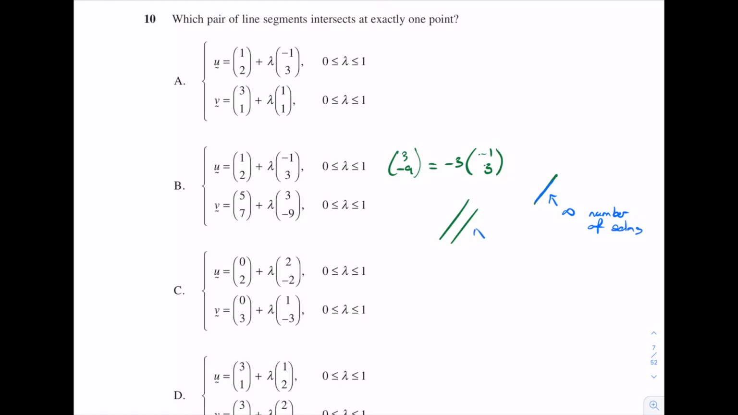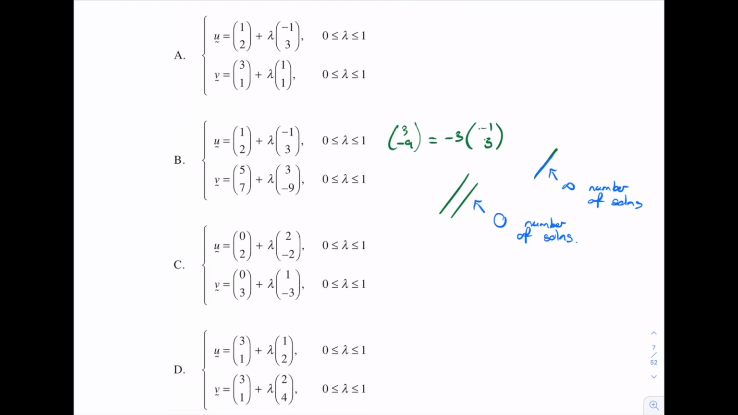This one has a 0 number of solutions. But in both cases, we don't have exactly 1 point. We don't have exactly 1 solution. So immediately we can cross out these 2. And now we just need to work out whether it's A or C.